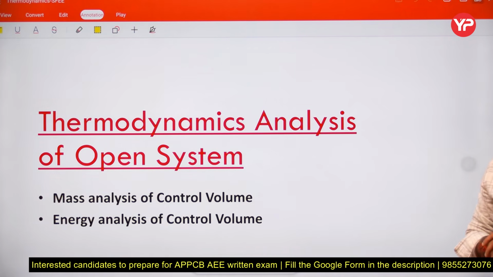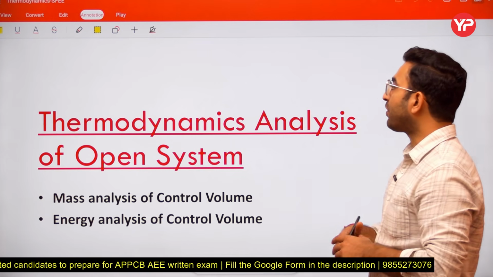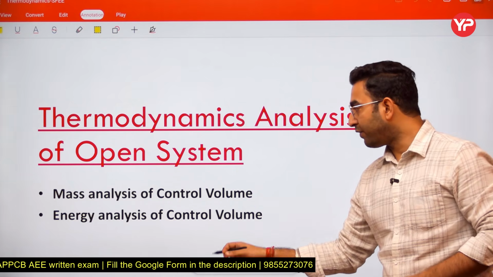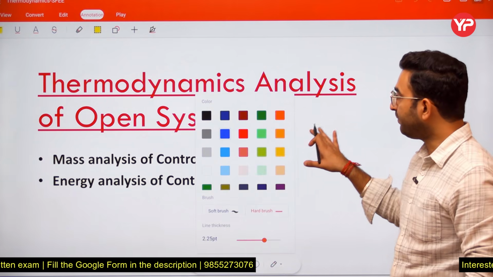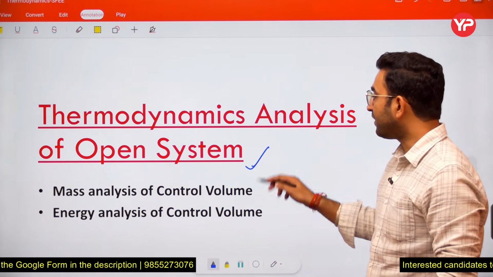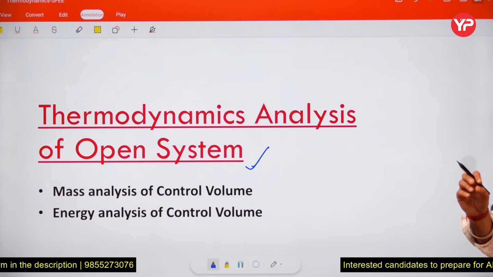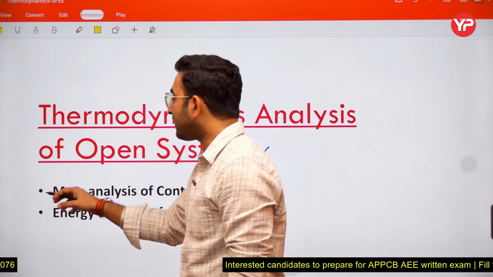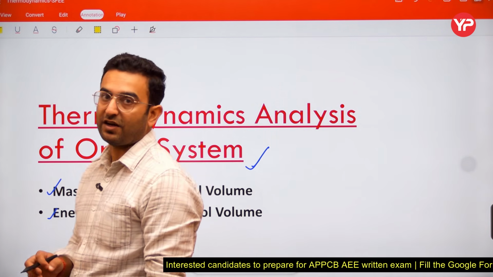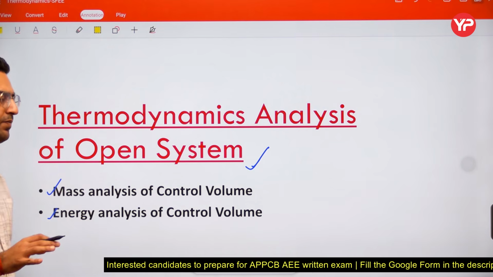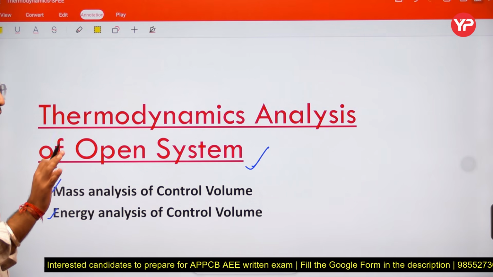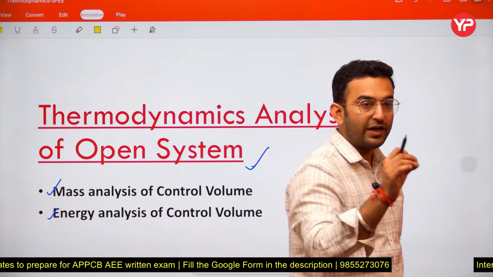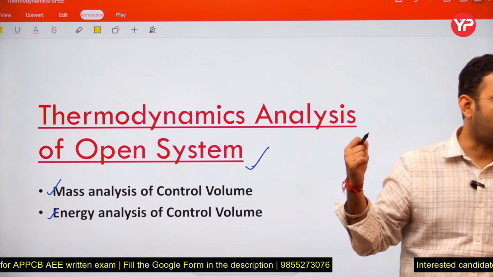Now in this particular video, we are going to talk about the thermodynamics analysis, specifically for the open system. Specifically we are going to talk about the open systems. In this case, we have to do two types of analysis for the control volume. First we are going to do the mass analysis, and second we are going to do the energy analysis. This topic is very simple, it is not going to be very difficult, but if you see the practical applications in all the devices which we use in the industry, we see the direct applications of this particular part.